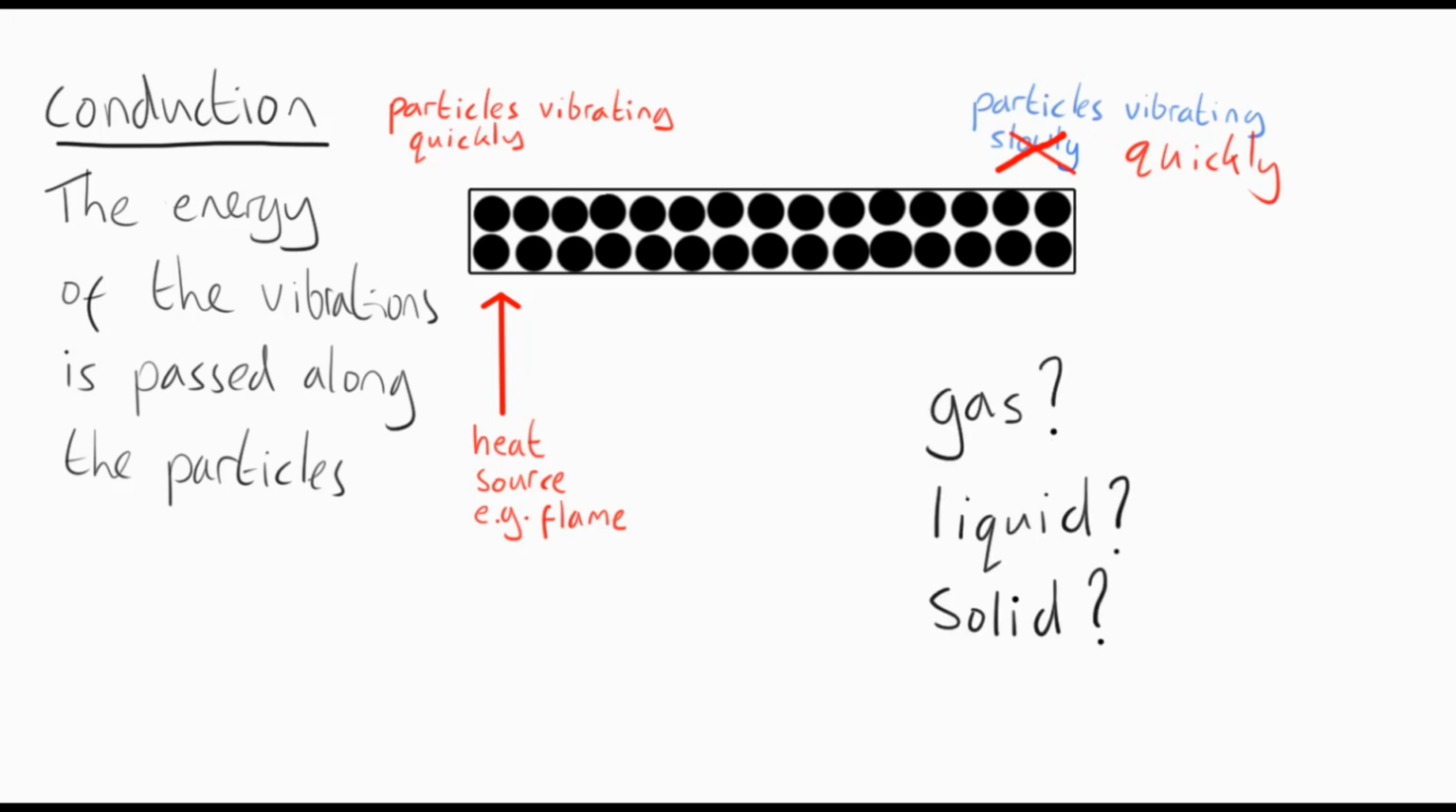Out of solids, liquids and gases, which ones are the best at conducting heat? Well, gases can't conduct heat because their particles are too far apart, so if one was vibrating it wouldn't necessarily impact on the one next to it. Liquids are also poor conductors. That's because the particles are not tightly bonded together, so again, if one particle is vibrating, there's no reason for that vibration to necessarily be passed on. So conduction happens best in solids. In fact, the best sort of solids it works in is metals.